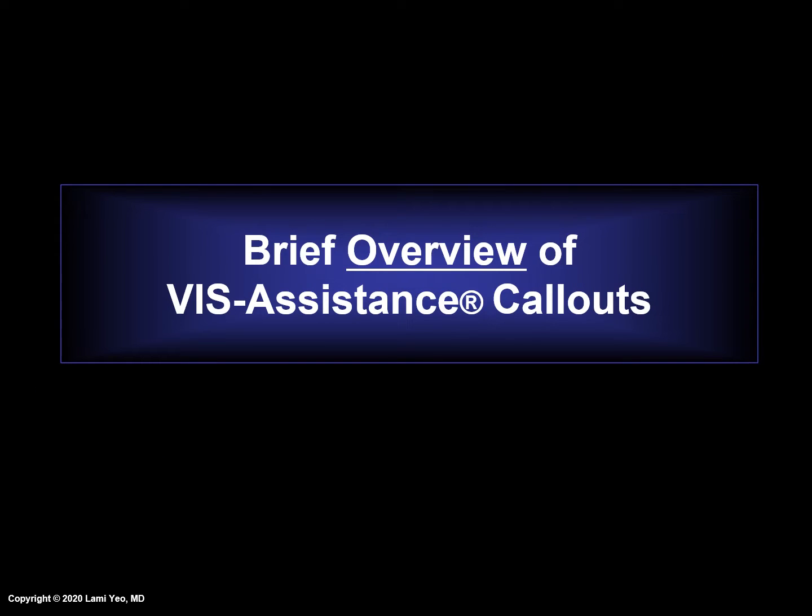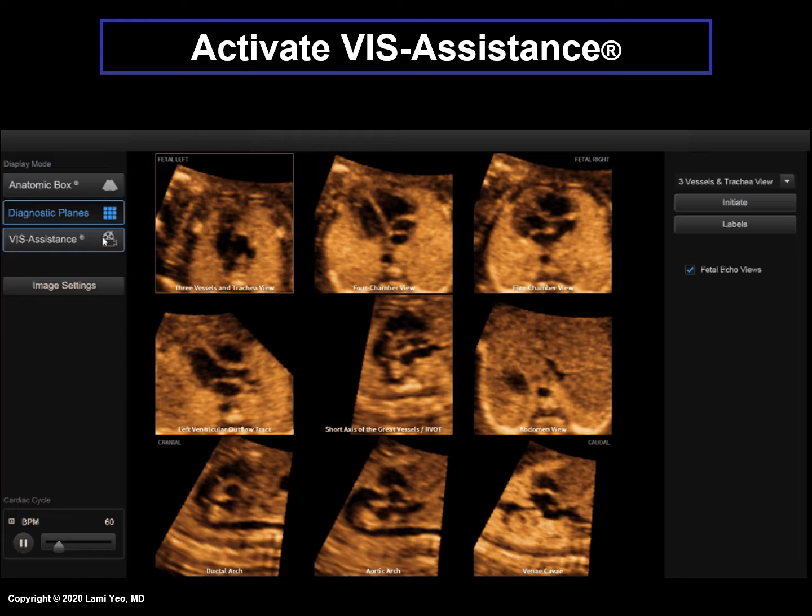Let's now provide a brief overview of VISA assistance callouts. How is VISA assistance activated? Here are the 9 cardiac diagnostic planes displayed by FIND for a normal fetal heart. VISA assistance is activated for any of these diagnostic planes by first clicking on the plane and then clicking on the VISA assistance button. In this example, VISA is being activated for the 3 vessels and trachea view, as shown by the thin orange box around this view.